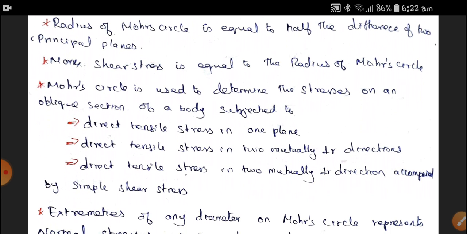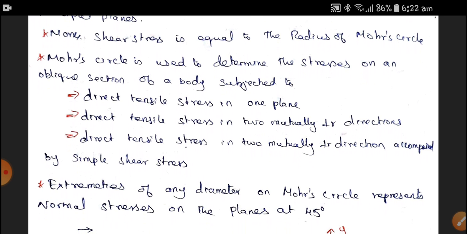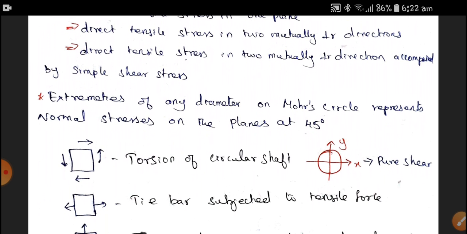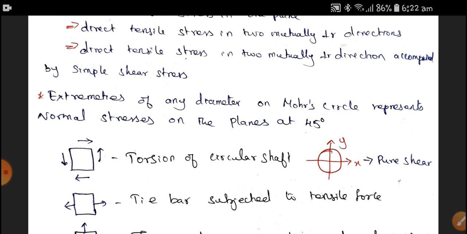And key point number 5 is Mohr's circle is used to determine stresses on the oblique section of a body subjected to direct tensile stress in one plane, direct tensile stress in mutually perpendicular planes, and direct stress in mutually perpendicular planes accompanied with simple shear. Next, key point number 6. The extreme of any diameter of Mohr's circle represents normal stress on the plane at 45 degrees.